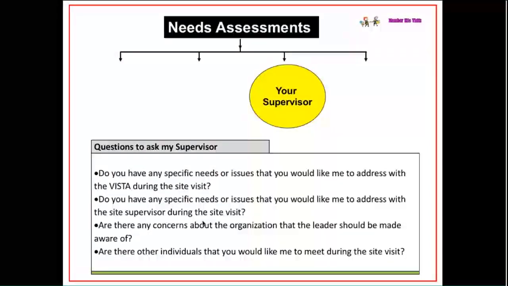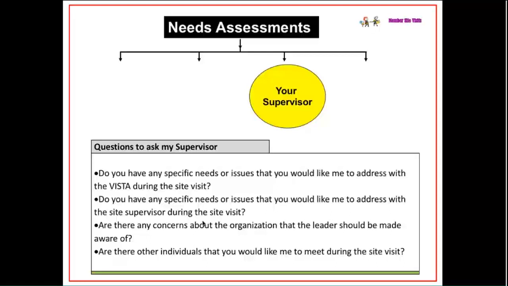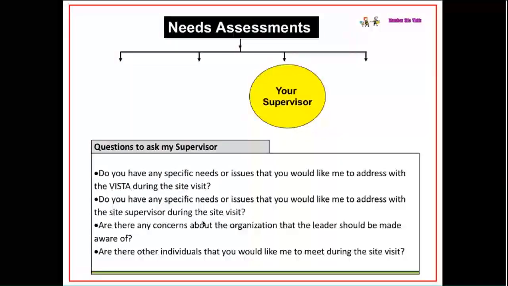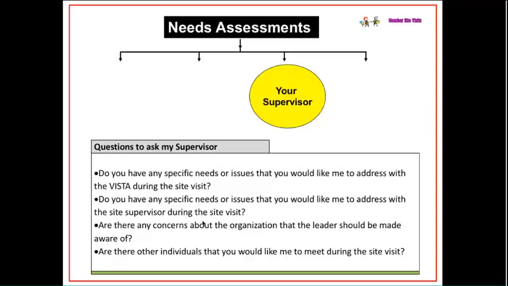Relevant information, right? So it could be some political stuff I need to keep in mind, so I don't get caught up in a situation. Also, any other individuals that my supervisor would like me to visit while I am at the member site. And Catherine also says, do you feel that your organization is respecting the role of the VISTA as a capacity builder?